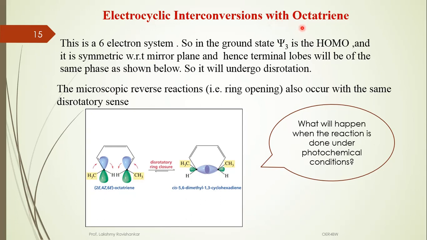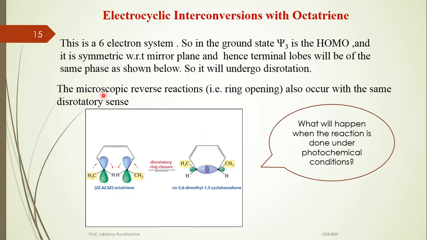Let us go further and consider the octatriene. So this is a 6-electron system. So in the ground state, Psi3 is my HOMO, and if you see, Psi3 is symmetrical with respect to the sigma plane. You have the like signs coming out on the same side. So this will undergo a disrotation to give me the cyclohexadiene moiety.